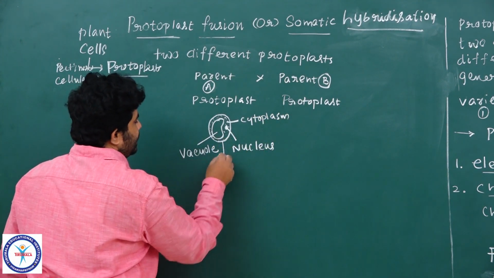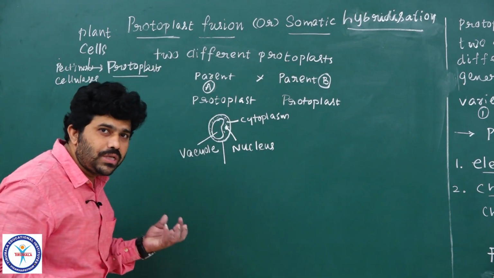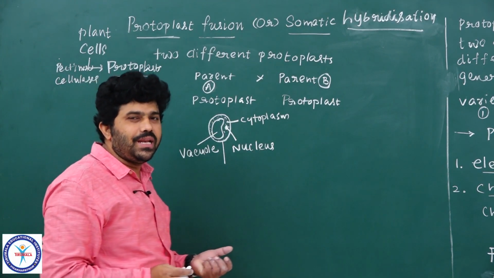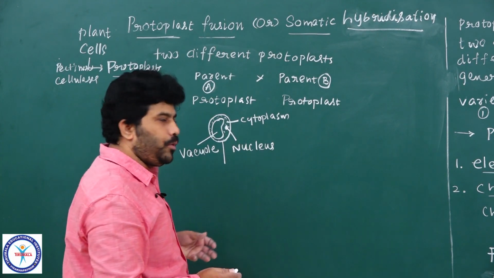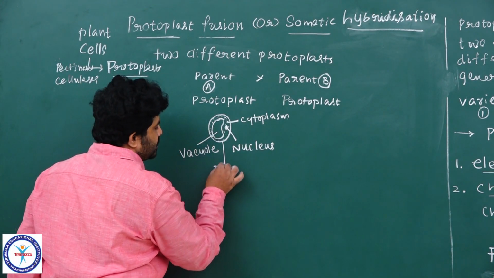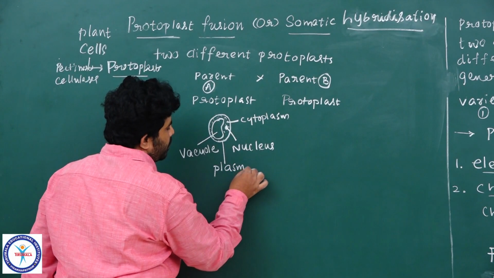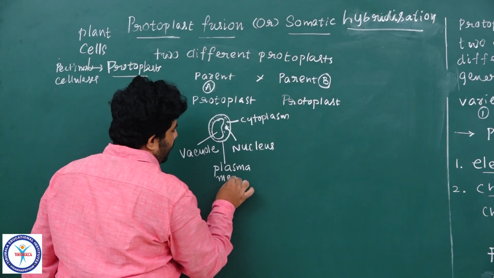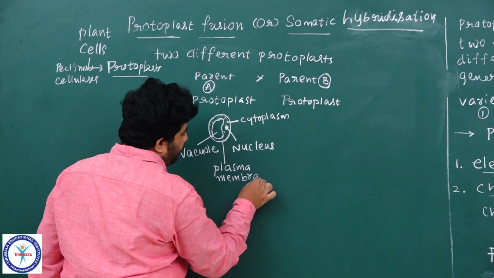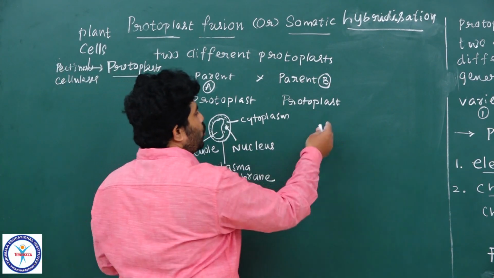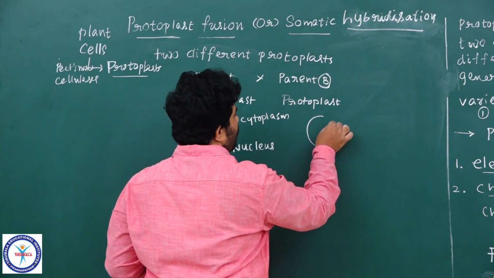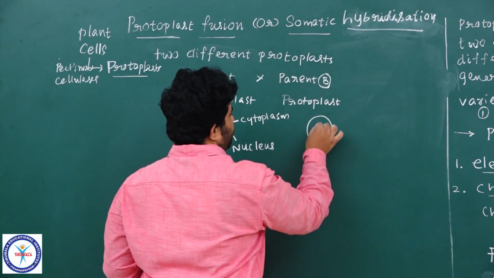You know what it is? It is the outermost layer of the protoplast. The outermost layer of the protoplast, a naked plant cell or naked protoplast, is called the plasma membrane. In the same way, we have to collect one more protoplast from another parent B.